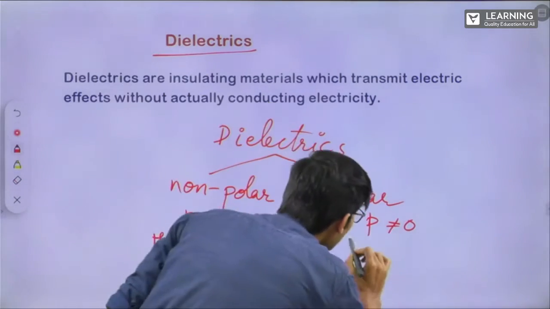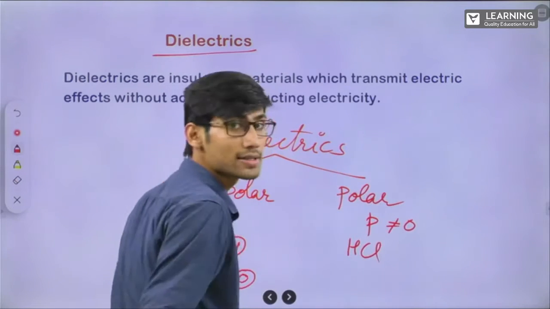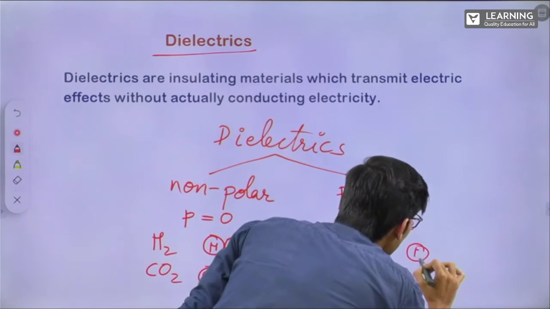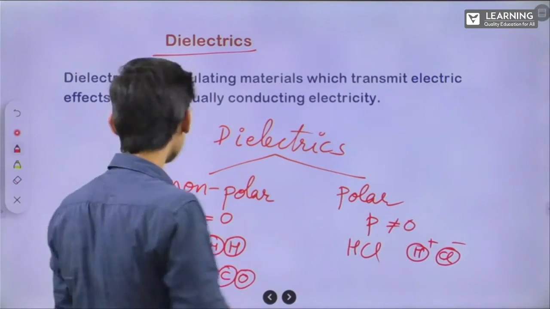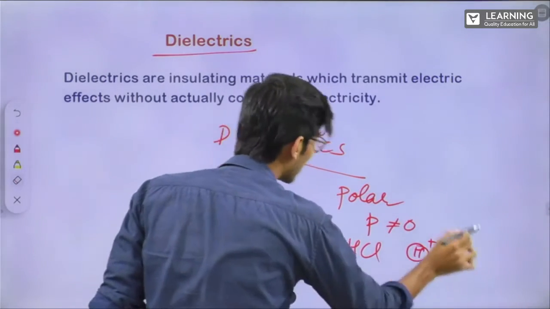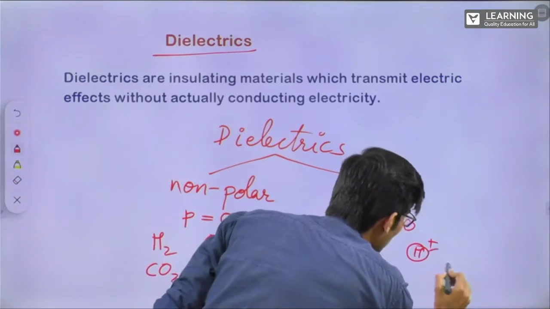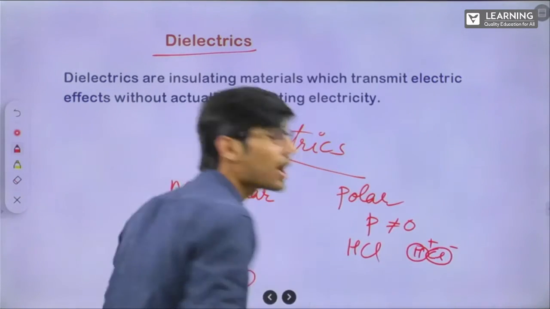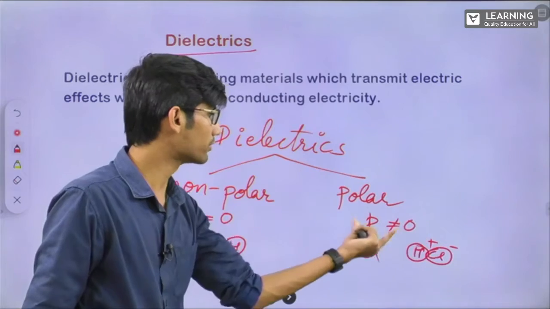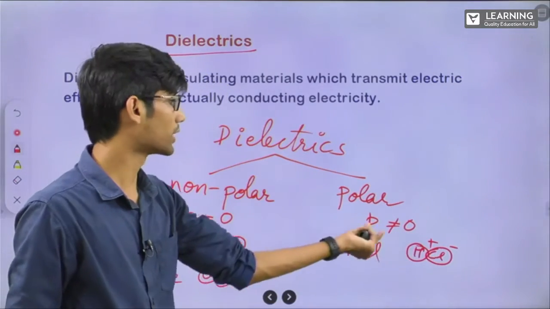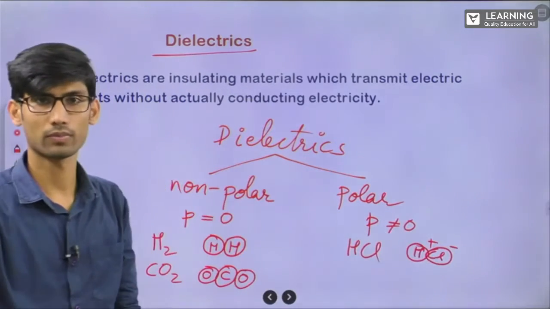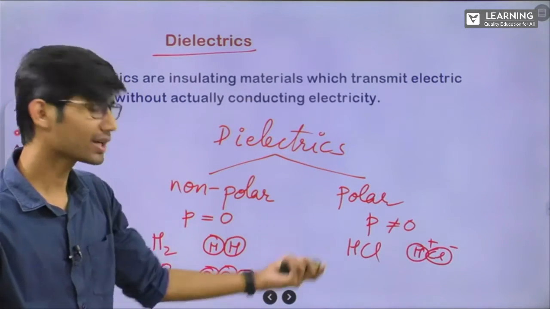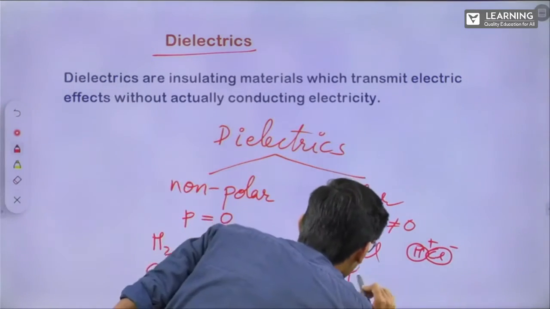Here, for example, HCl. If you see, H plus will be there and Cl minus will be there. Correct? Since there is a transfer of charge, the dipole moment will not be zero. There will be some dipole moment here. Another example can be water.